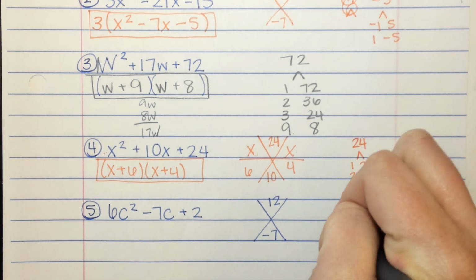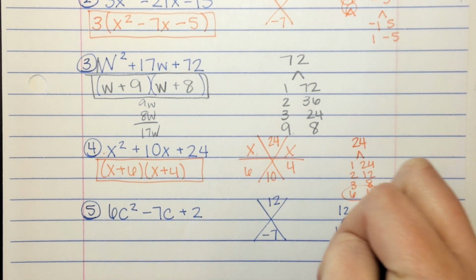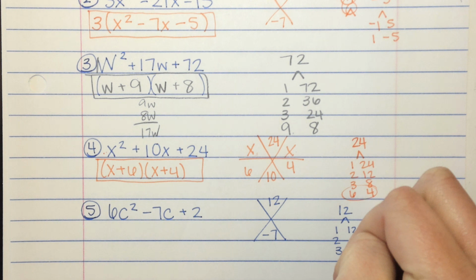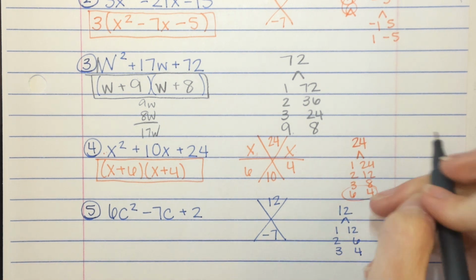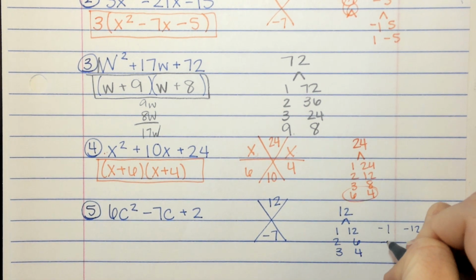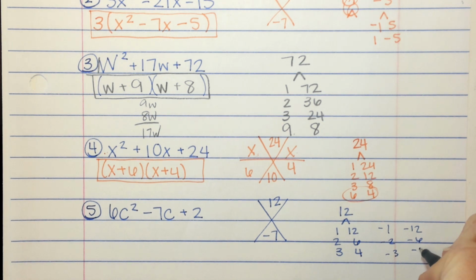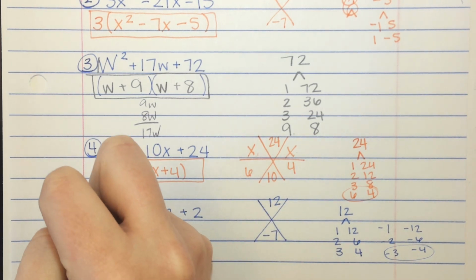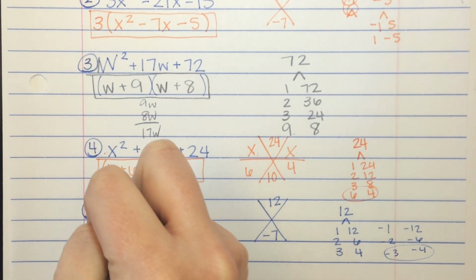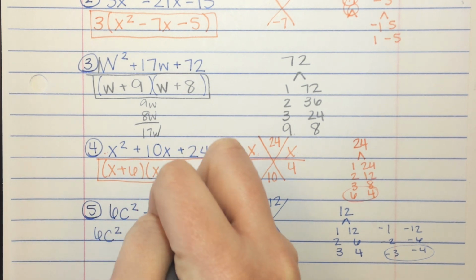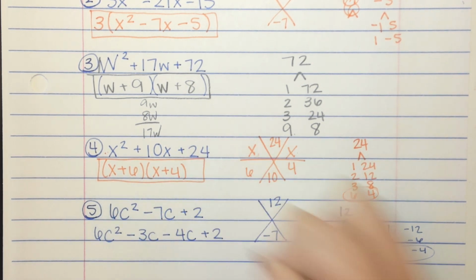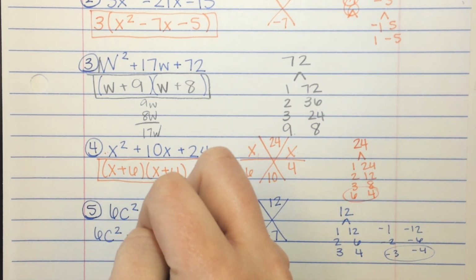So for 12, I could have 1 and 12, 2 and 6, 3 and 4. And then we can also have the negatives of those. All right, so the pair that's going to add to give me negative 7 is negative 3 and negative 4. So 6C squared minus 3C minus 4C plus 2. Okay, split it in half.